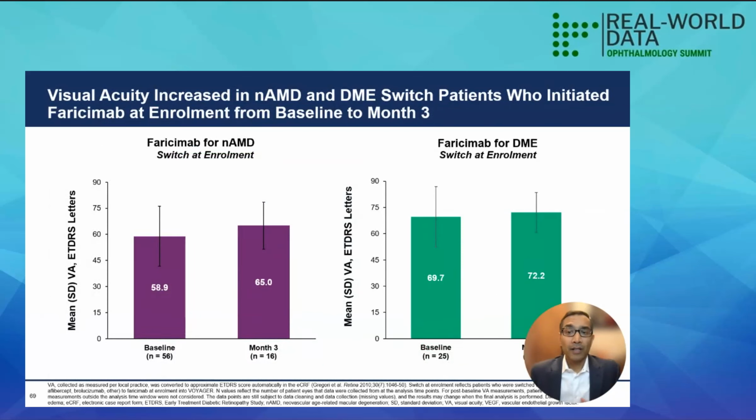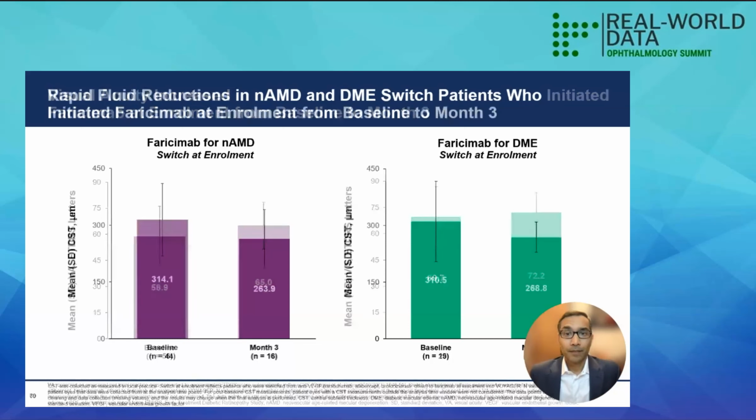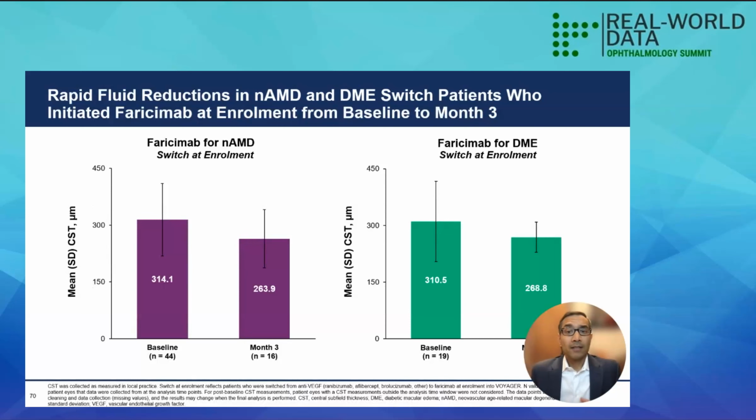Patients who switched from another anti-VEGF to faricimab at enrollment into the Voyager study were included in the interim analysis of visual acuity and CST. Results from baseline to month 3 in neovascular AMD and DME switch patients show slight increases in visual acuity, which you can see here. In terms of CST, we saw a rapid decrease amongst patients who switched from anti-VEGF to faricimab from baseline to month 3. And these results are consistent across both indications, for both neovascular AMD as well as diabetic macular edema.